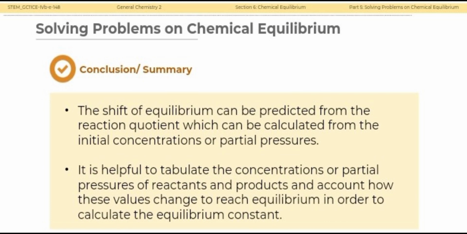To summarize, the shift of equilibrium can be predicted from the reaction quotient, which can be calculated from the initial concentrations or partial pressures. It is helpful to tabulate the concentrations or partial pressures of reactants and products and account for how these values change to reach equilibrium in order to calculate the equilibrium constant.